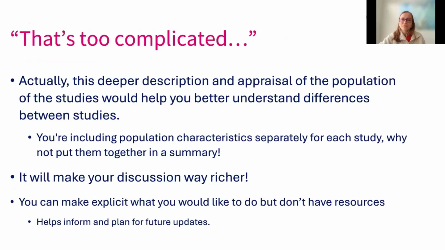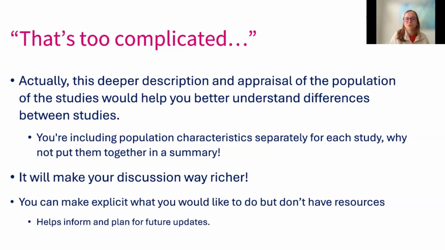And so here in the "That's Too Complicated," collecting and reporting all this information might add a little bit of work to the review, but you are including these population characteristics anyways. So we're just saying you should put them together and look at what happens across the studies instead of each study individually for describing the population. And then this deeper description and deeper appraisal of the population of the studies can help you better understand what's happening with the evidence, and also could help it be more useful for anybody who has to use the evidence of the review for policymaking or clinical decision-making.